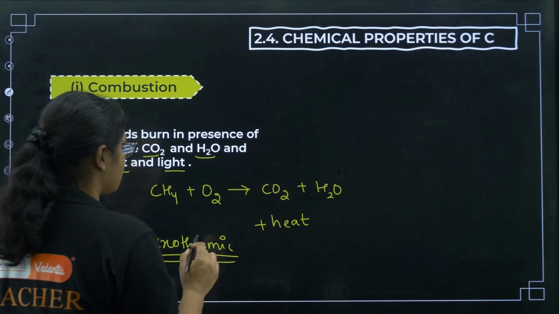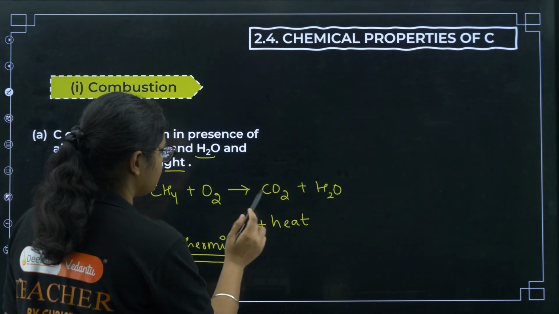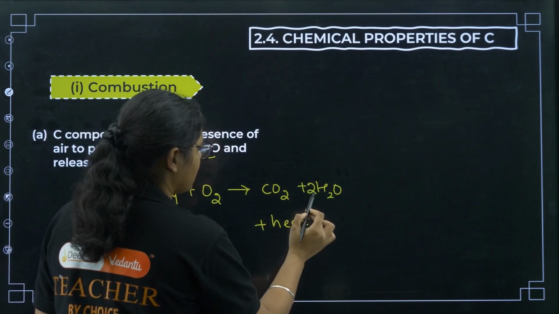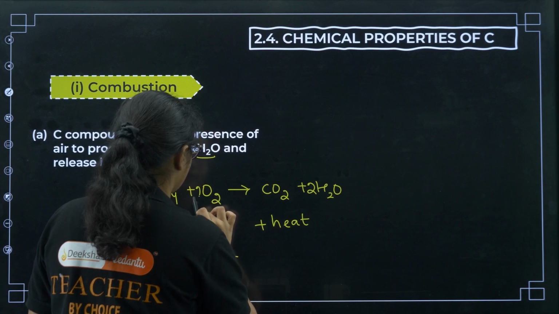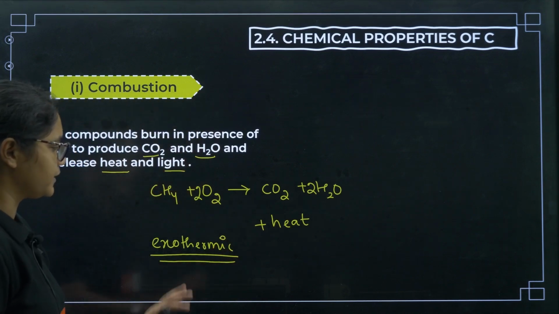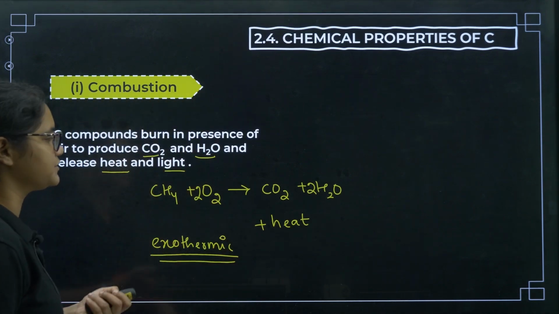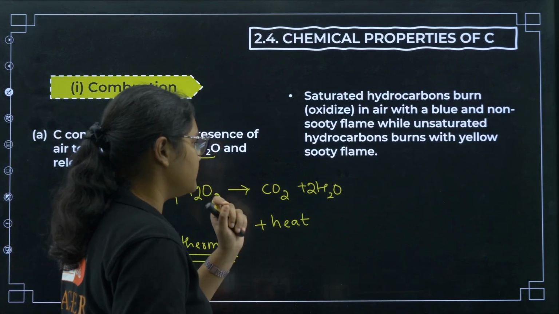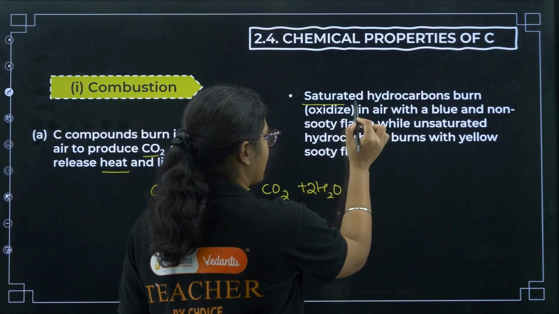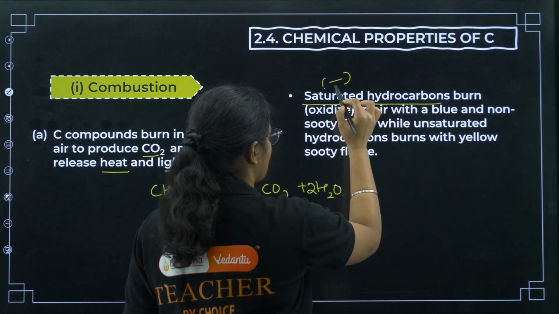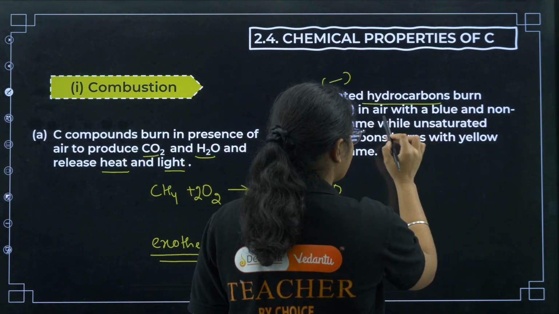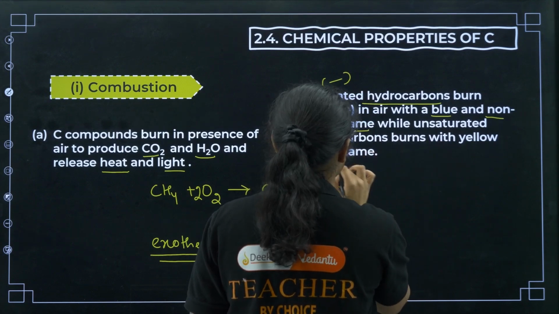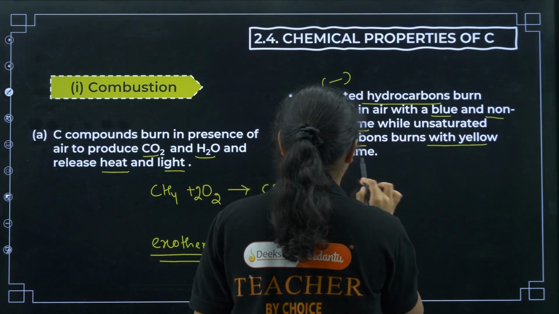Now if I want to balance it, H4 is there, so I will make it 2H2O. Now you have oxygen 4, right? I'll make it 2O2. Clear? It is balanced now. This is the combustion reaction. Now see, there is something very important regarding the combustion reaction. Saturated hydrocarbons, meaning carbon with single bonds, burn in the air with a blue and non-sooty flame, while unsaturated hydrocarbons burn with a yellow and sooty flame.